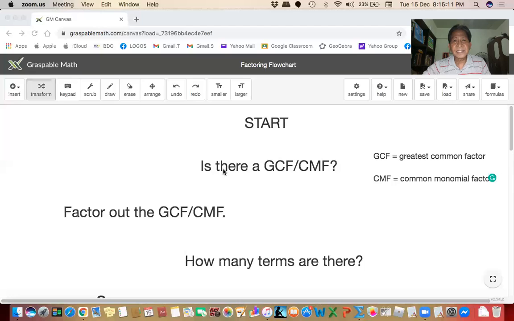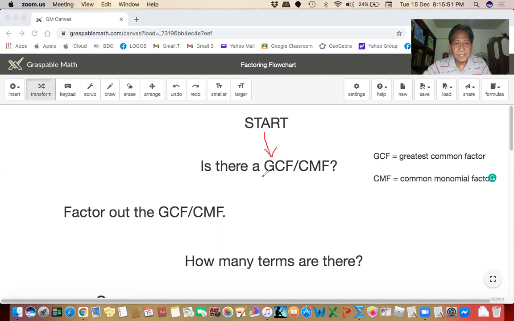First, you'll have to ask, is there a GCF or a CMF? Just to recall, GCF refers to greatest common factor and CMF refers to common monomial factor. They mean the same thing, all right? This refers to the common factors, both numerical and literal, which are common to the terms of the polynomial. So if there is a GCF or a CMF, then it's important to factor it out. So this is the first step.